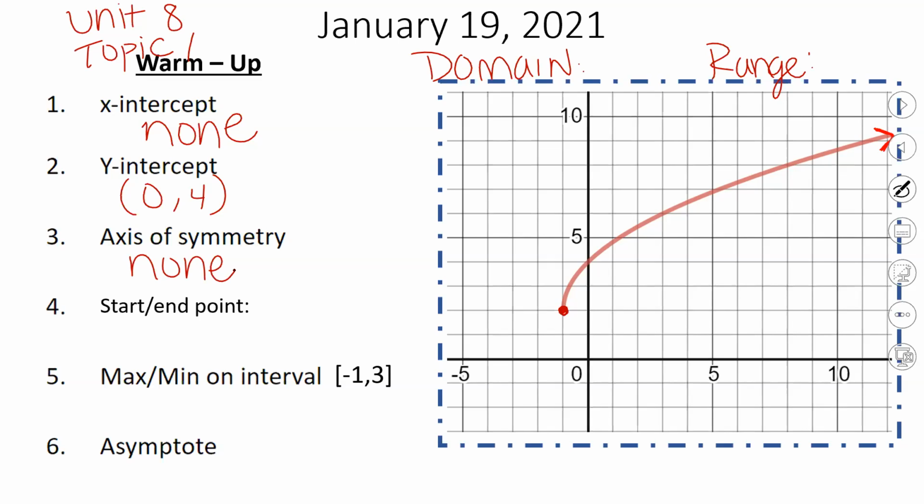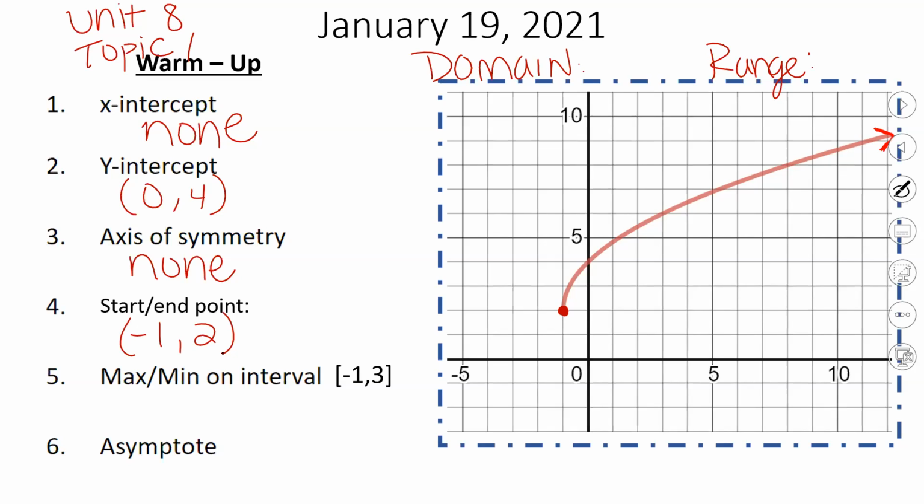Okay? Number 4 says a start or an end point. It is very similar to a vertex. However, a vertex is where two lines meet. This is only one line, so it's asking, where does that line start? At what point does this line start? It's (-1, 2), right there. That's where the graph starts.